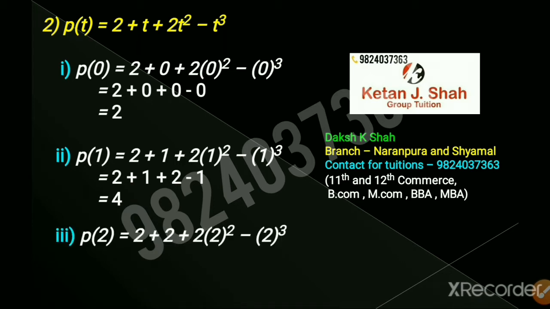Now p of 2 equals 2 plus 2 plus 2 into 2 square minus 2 cube. So it will be 2 plus 2 plus 8 minus 8 because 2 square is 4 and 4 twos are 8. So the answer will be 4.